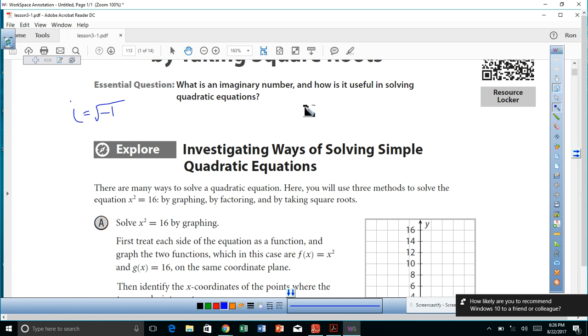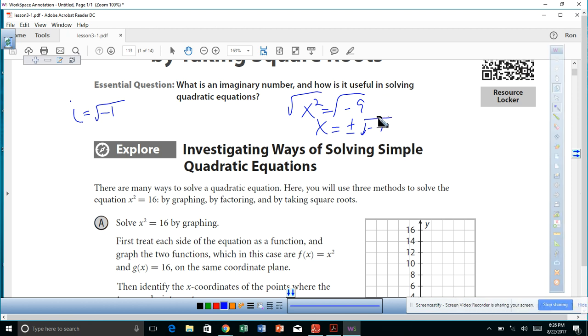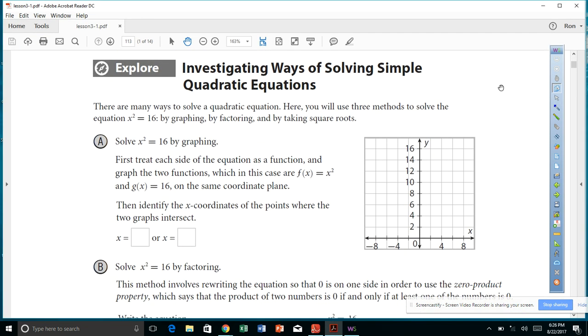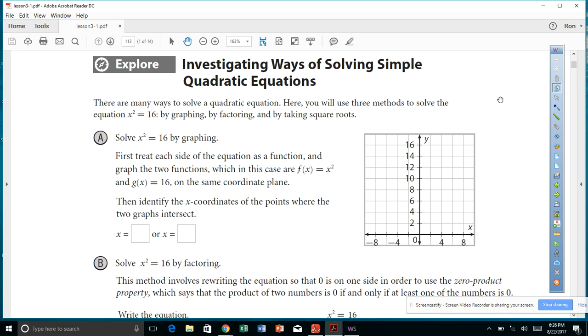Well, what if you had something like x squared equals -9? If you took the square root of both sides, you would have x equals plus or minus the square root of -9. And until now, we haven't explained to you how to solve these equations, but today we're going to learn how to. So, investigating ways of solving simple quadratic equations.